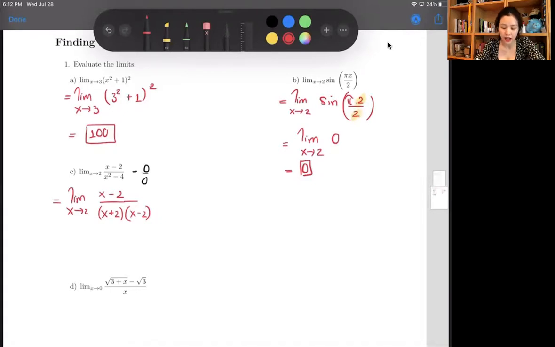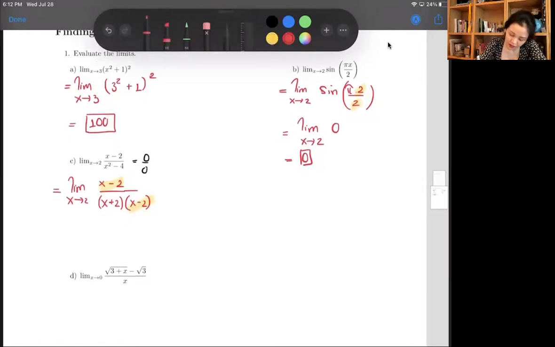And as you can see, I can cancel x minus 2 on the top with the x minus 2 in the bottom. So now my limit, as x approaches 2, is 1 over x plus 2. And now I can plug in my limit, right? If I plug in, what do I see? 1 over 2 plus 2 is 4, so 1 over 4, a quarter. See, now we can plug it in without having the 0 over 0.